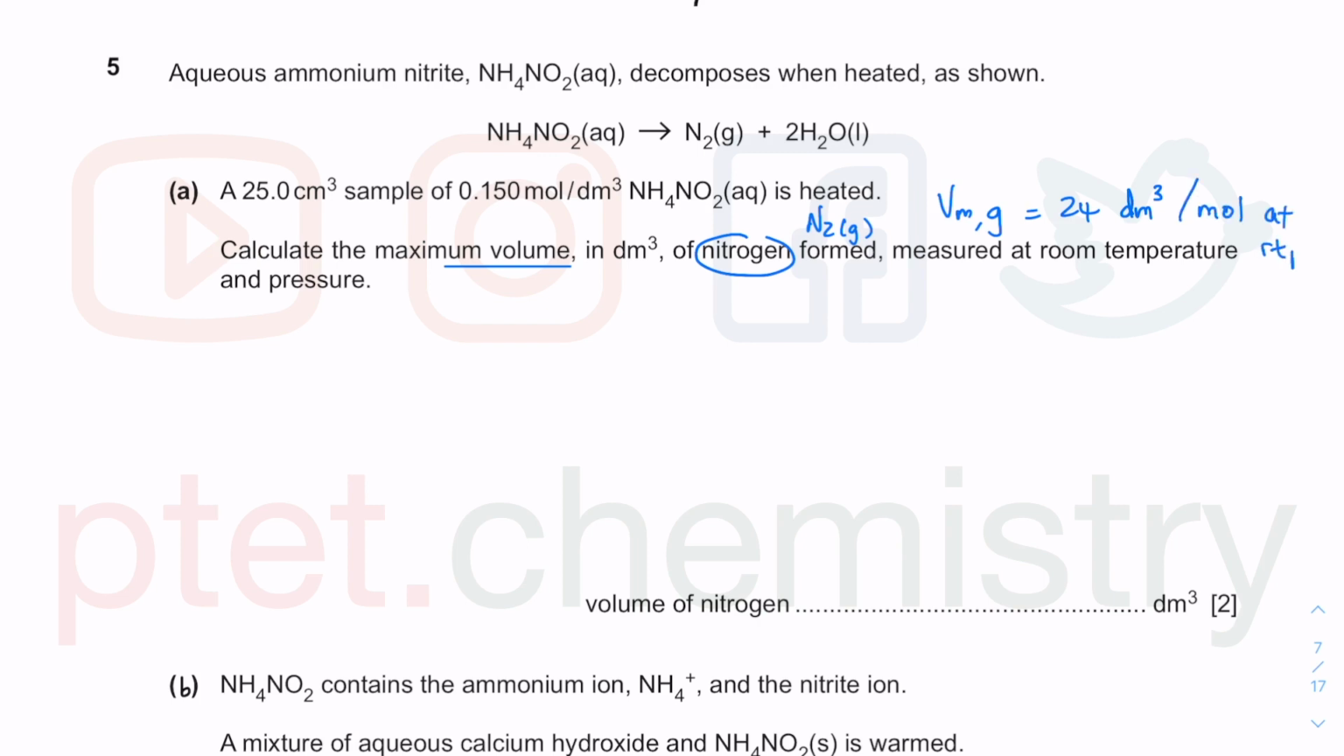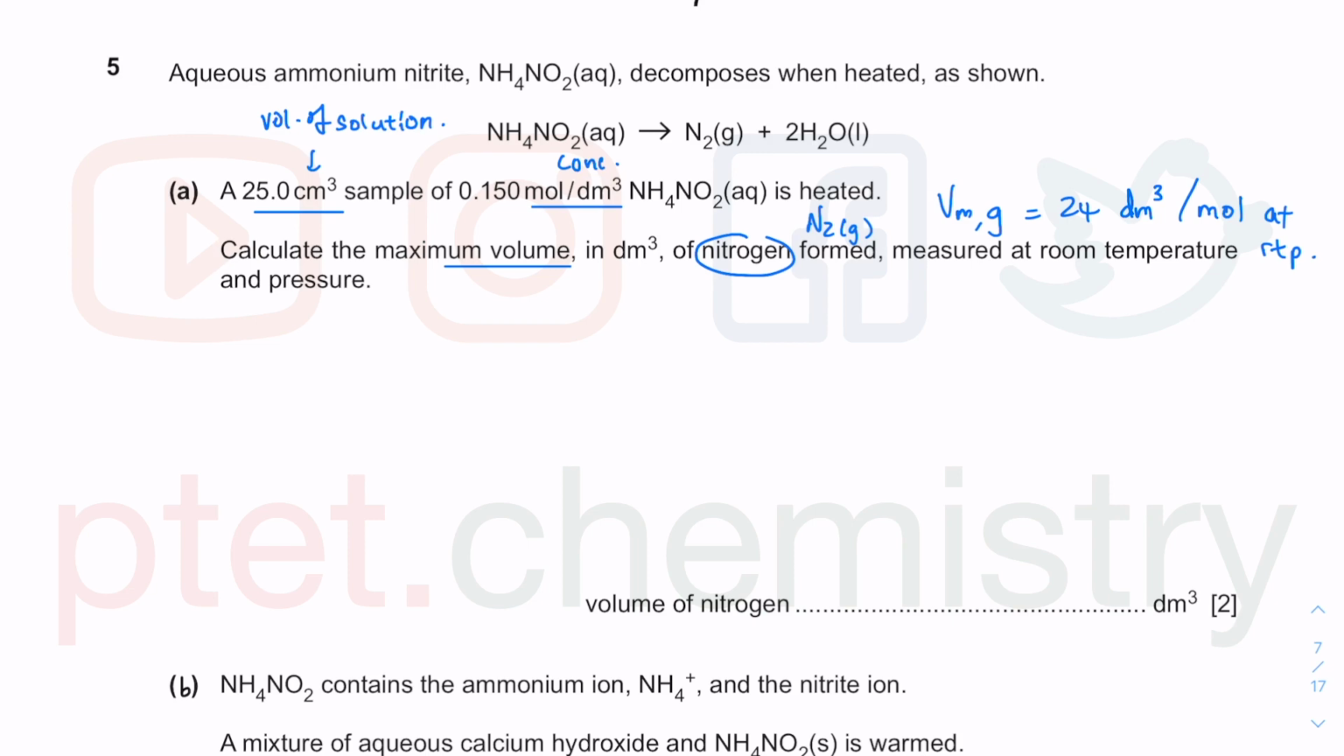And this is only at a particular temperature, 25 degrees Celsius, 1 atmospheric pressure. Room temperature is 25 degrees Celsius, 298 Kelvin. Room pressure is 1 atmospheric pressure. This is a volume of solution. Do not confuse solution and gas, and be aware that this is concentration. Concentration is in mole per dm cube.